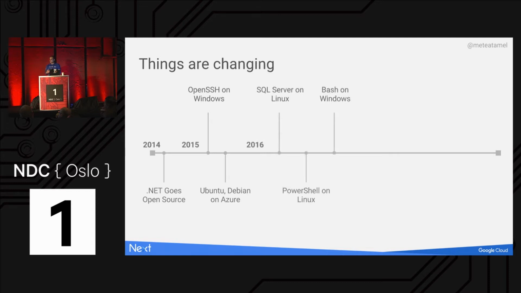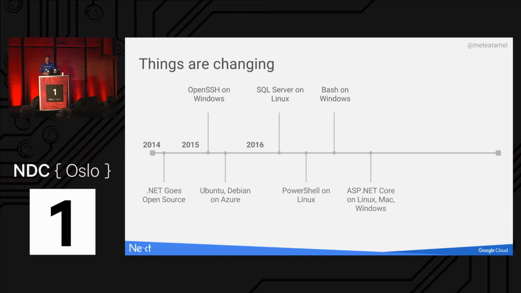Then 2016 really accelerated things. So SQL Server, the flagship database of Microsoft, started working on Linux. The PowerShell scripting language of Windows started working on Linux. Then we had Bash on Linux coming to Windows. And then we had ASP.NET Core. Of course, now you can have ASP.NET running on Linux, Mac, and Windows.